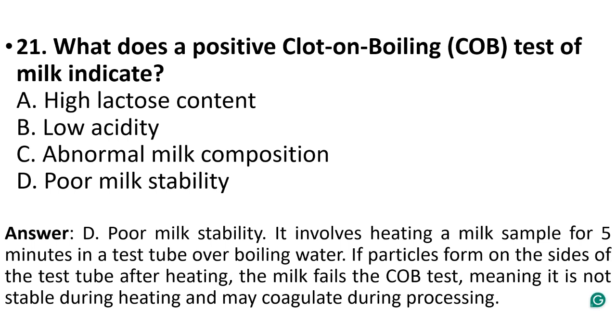It involves heating a milk sample for 5 minutes in a test tube over boiling water. If particles form on the sides of the tubes after heating, the milk fails the COB test, meaning it is not stable during heating and may coagulate during processing.